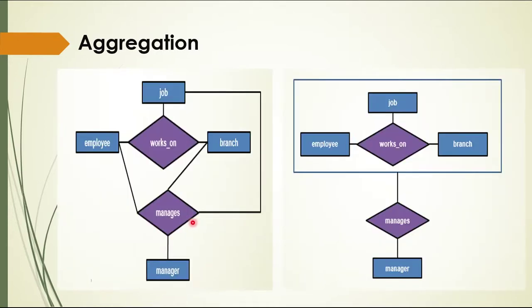As I have explained, employee, job and branch are connected with works on, and this whole part is combined into an entity. An entity is always represented as a rectangle, so I use the rectangle symbol, and this is known as a higher level entity. Now this higher level entity is used with manager and the relationship will be manages as it is. So this whole part is combined in one entity. That is the concept of aggregation, to reduce redundancy.